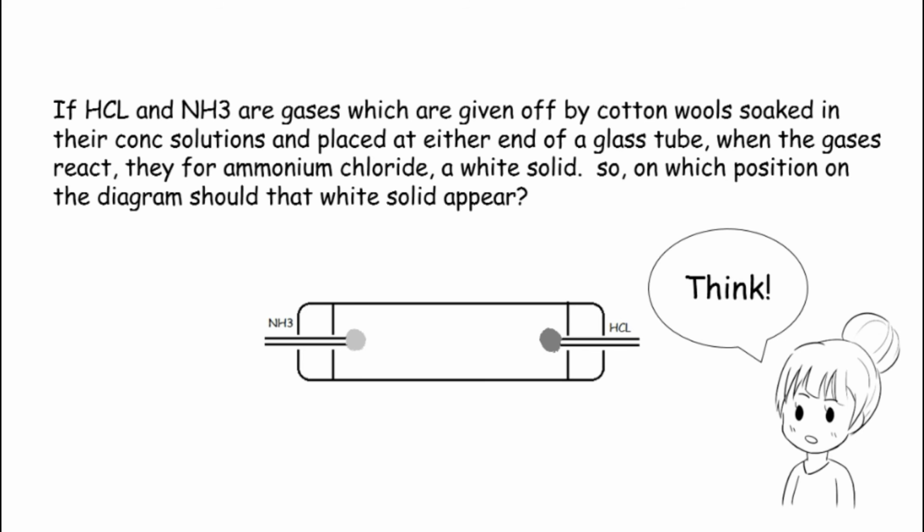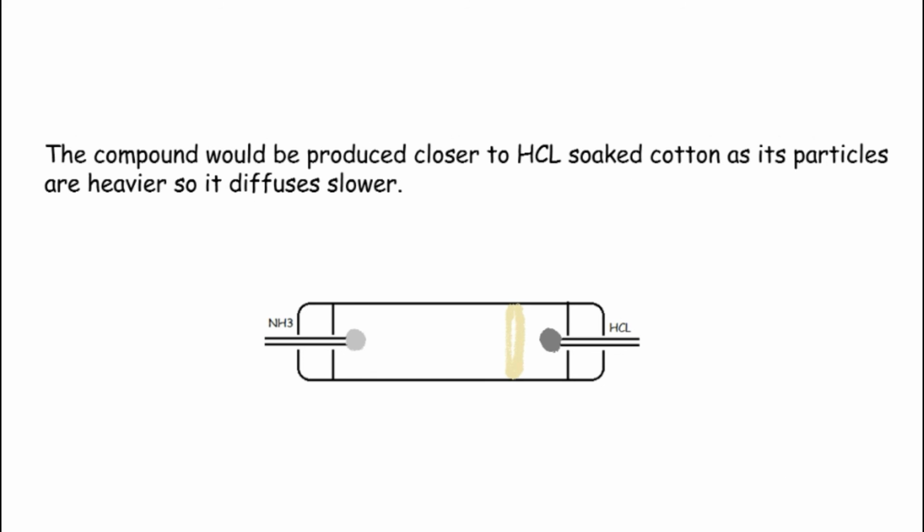Okay, so the answer is the compound would be produced closer to the hydrogen chloride soaked cotton, as its particles are heavier, so it diffuses slower. The reaction happens closer to the hydrogen chloride soaked cotton. Simple.